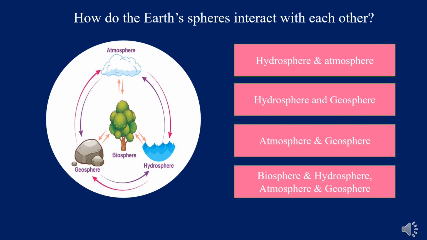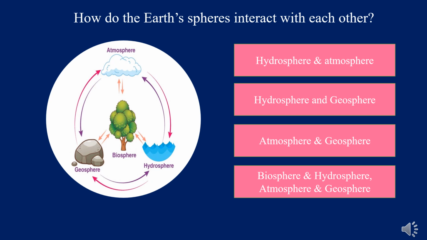Secondly, hydrosphere and geosphere. Hydrosphere provides the necessary moisture required to weather and erode rocks in the geosphere. The geosphere in turn allows the ice to melt and the water bodies to flow back into the oceans. And third, atmosphere and geosphere. The atmosphere provides the required heat and energy for the breakdown and erosion of rock in the geosphere. The geosphere in turn reflects the sun's energy to the atmosphere.